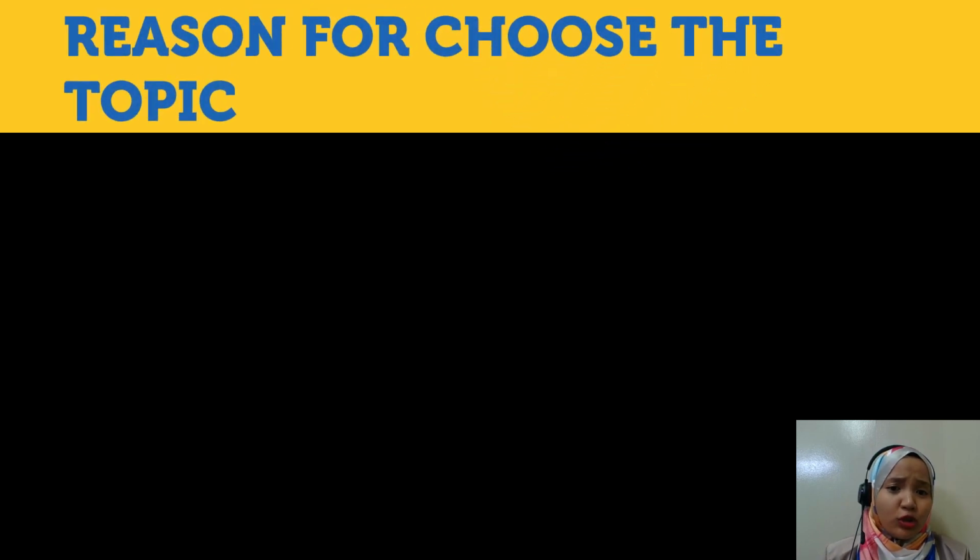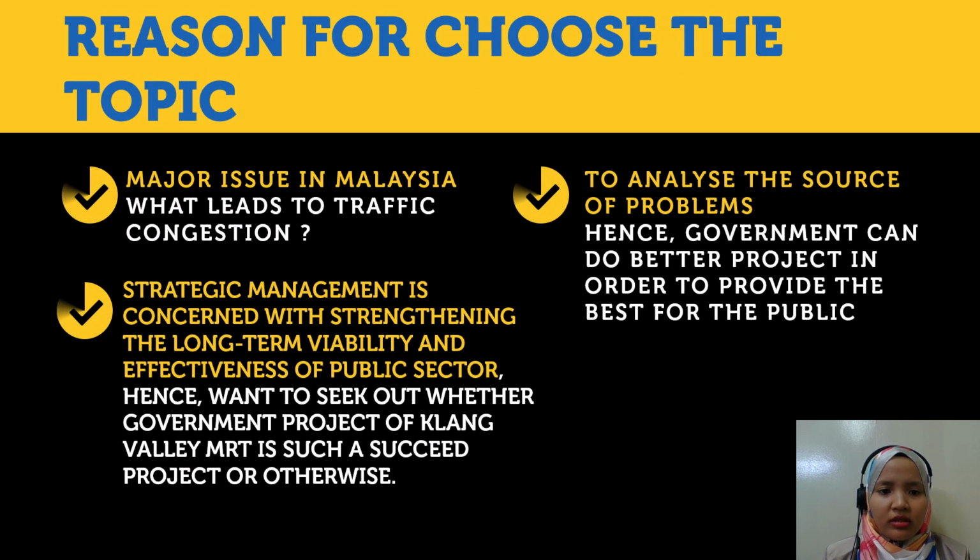Moving on to the next point, the reason for choosing the topic. Why did we choose this topic? As we know, traffic congestion is a major issue in Malaysia. So, we want to analyze the sources of the problem that lead to traffic congestion. Hence, we believe that the government can do better projects in order to provide the best for the public.